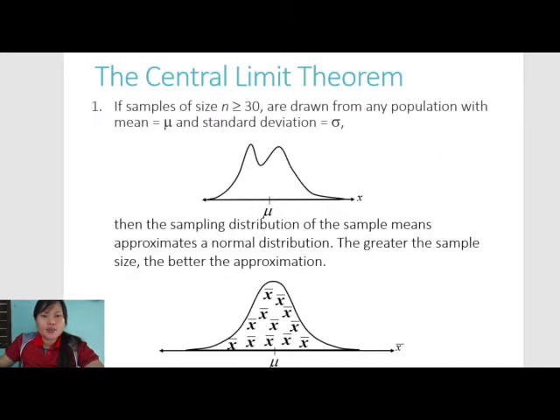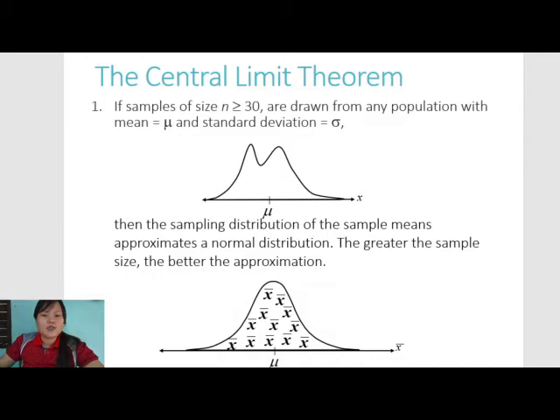The central limit theorem. If samples of size n greater than 30 are drawn from any population with mean mu and standard deviation sigma, then the sampling distribution of the sample means approximates a normal distribution. It says that if your samples are greater than 30, then it follows a normal distribution.